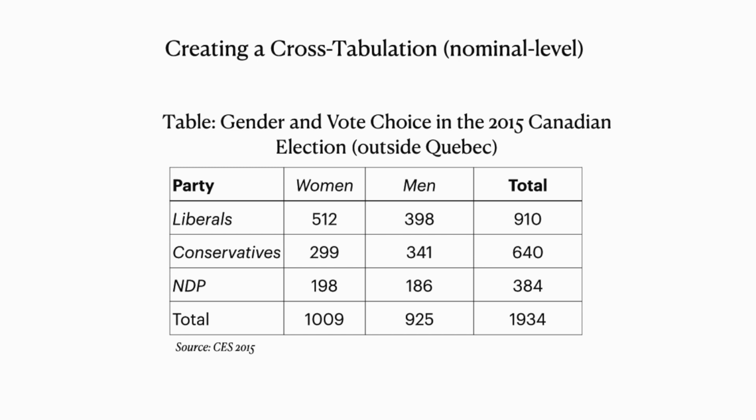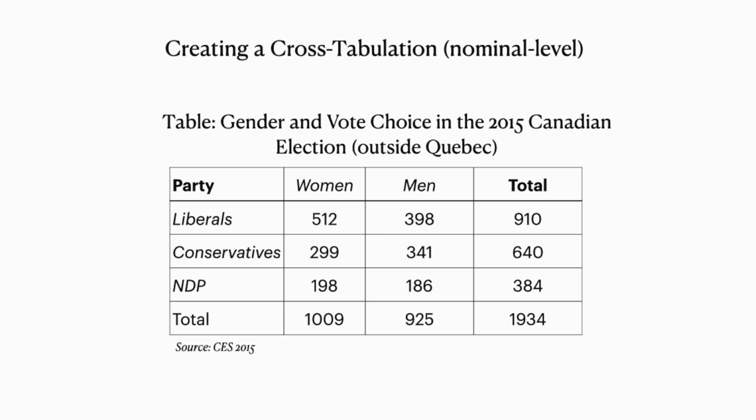So recall how the basic thing that we want to do is to compare. We want to compare the effects of the independent variable on the dependent variable. We're trying to see how, in this case, women and men, how their vote choice varies across the Liberals and the Conservatives and the New Democrats.